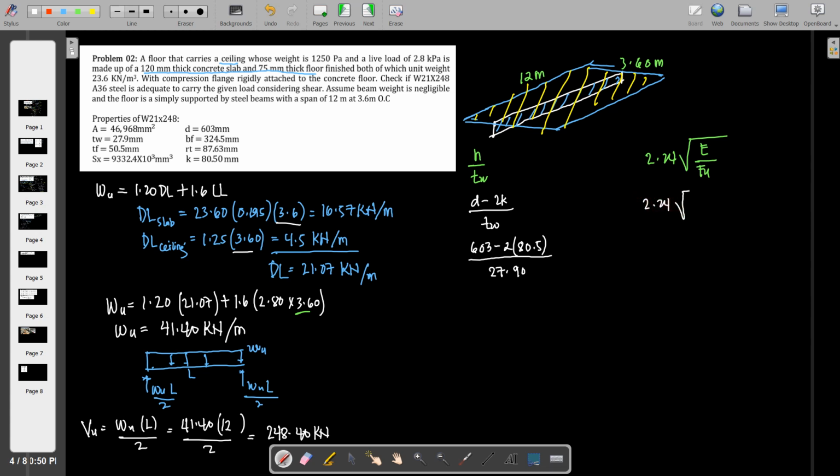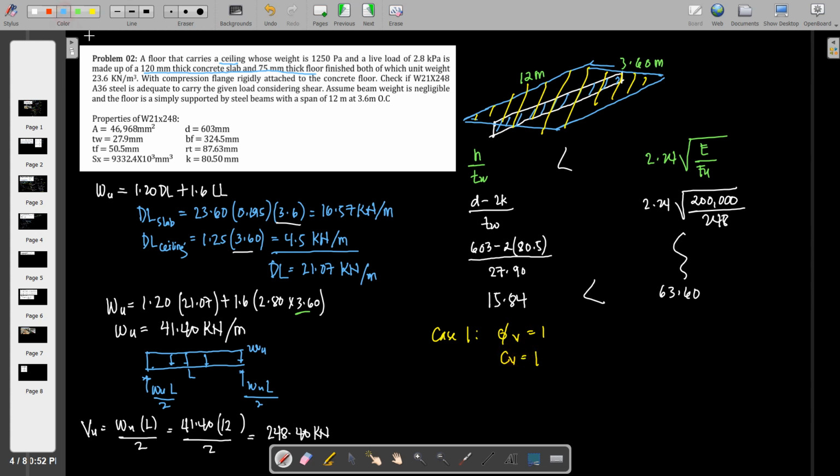Well, in here, 2.24 square root of 200,000 all over 248. So we'll be having a value here 15.84, and here we have 63.6. So comparing the two, of course, is greater than, so therefore it will fall under case 1, wherein phi is equal to 1 and CV is equal to 1.